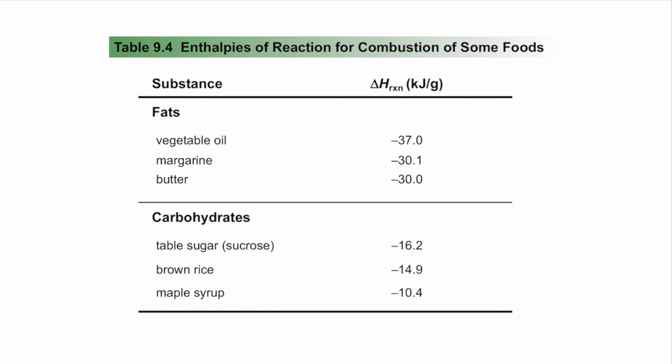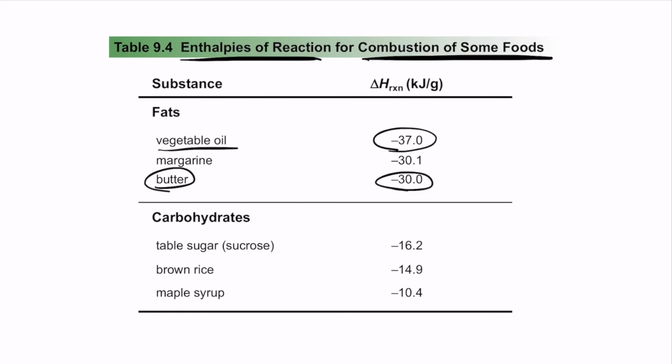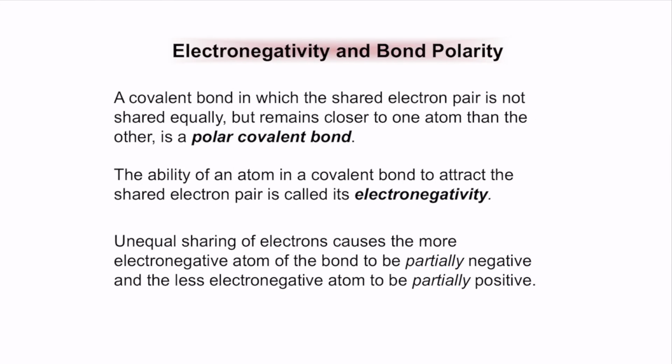So these are some examples of enthalpies of reaction for combustion, where you add oxygen and burn it in the presence of oxygen. So vegetable oil gives you around negative 37 kilojoules per gram. Butter gives you around negative 30. But the same values when you go towards carbohydrates are much lower in comparison. The reason mainly is because fats generally do have a lot more bonds, and that means that there is a lot more energy that can be released.